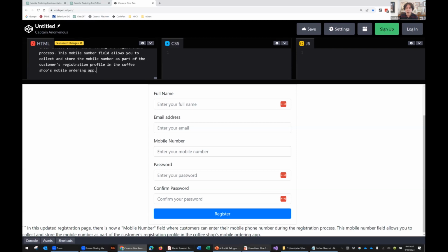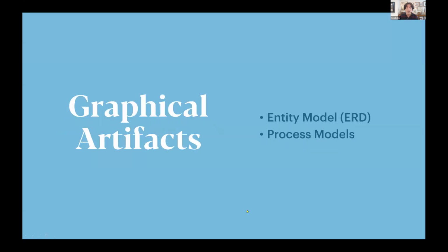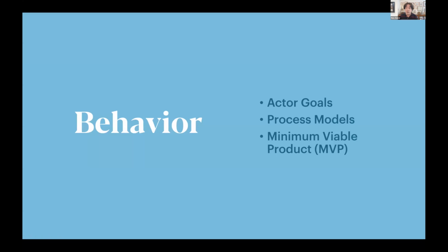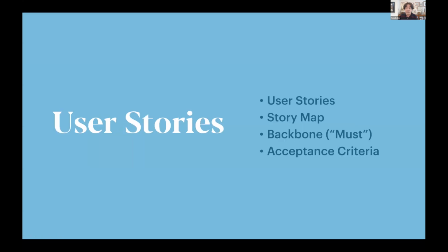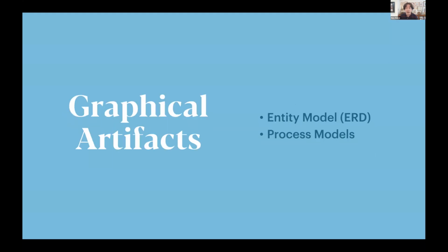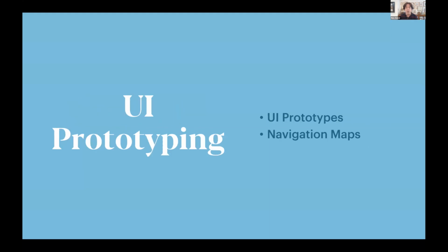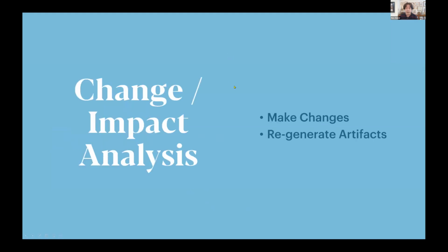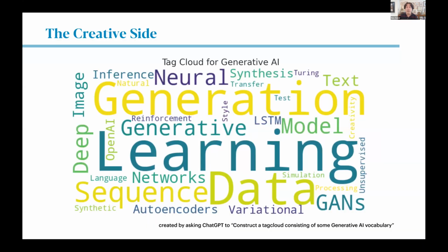So in short, what you've been able to see is that we've been able to create a lot of artifacts, and those artifacts can be created fairly quickly with knowledge of what it is that we need to produce. We can do a lot of that kind of work very quickly. We were even able to make changes and regenerate the artifacts.